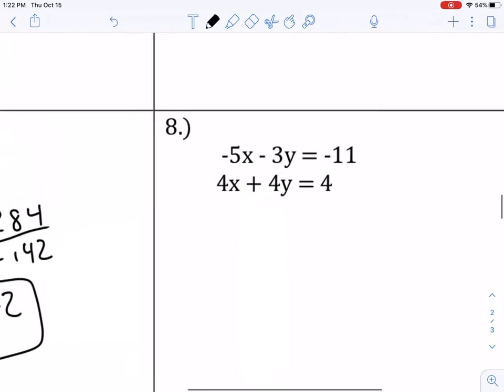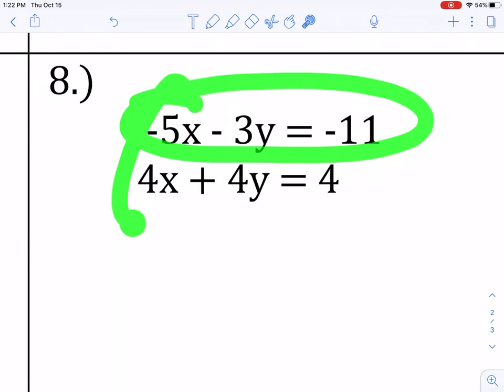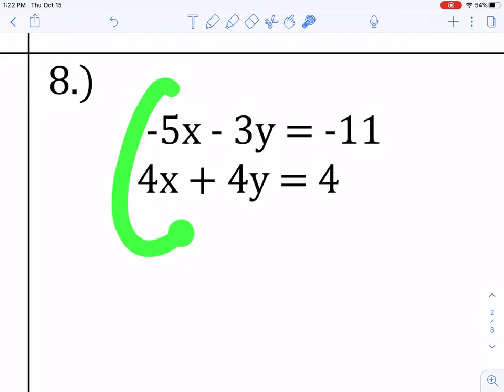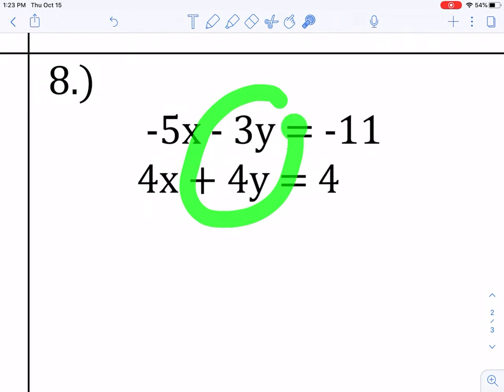All right, same idea here. I could cancel out my x's. To cancel out my x's this way, if I multiplied a 4 to the top and a 5 to the bottom, that would make negative 20 and 20. I could also cancel out my y's if I multiplied a 4 to the top and a 3 to the bottom. I don't have to worry about signs because I have opposite signs. So I'm going to cancel out my y's in this one just for fun.